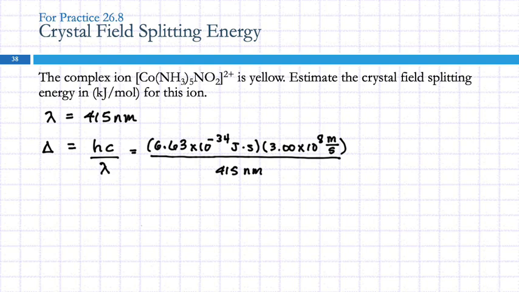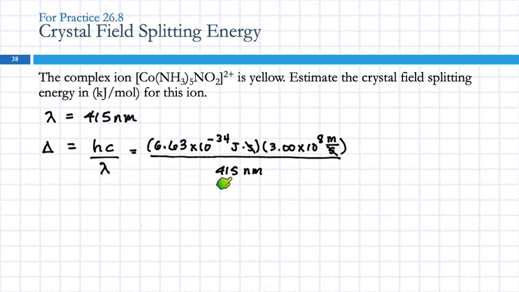We need to look at the units, right? So here we have seconds and seconds. Those are going to cancel out. Here we've got meters on top and nanometers on the bottom. That's not going to cancel. So we want to convert this into meters so the units are going to work out. Otherwise, our answer is going to be off by multiple factors of 10.